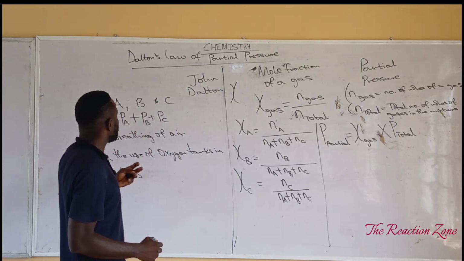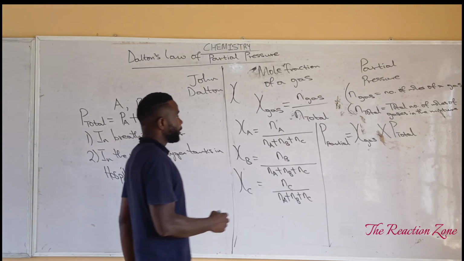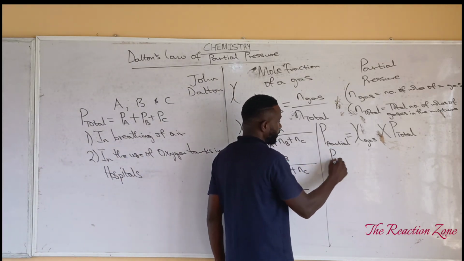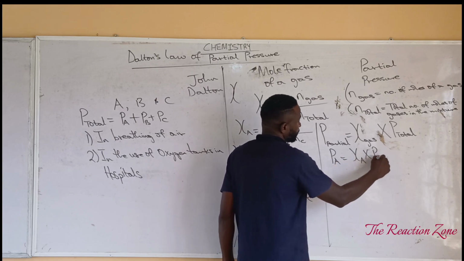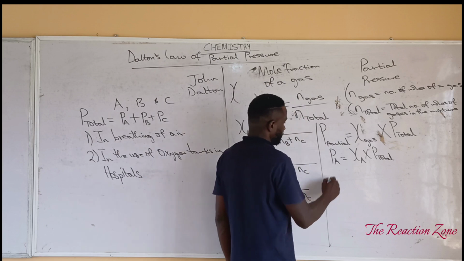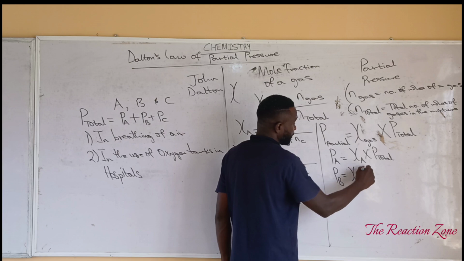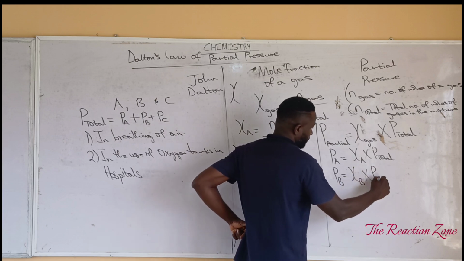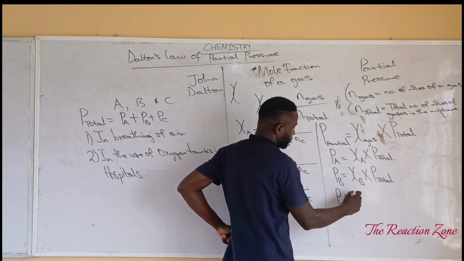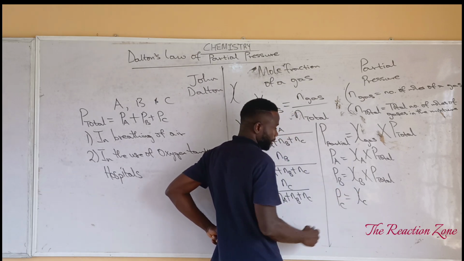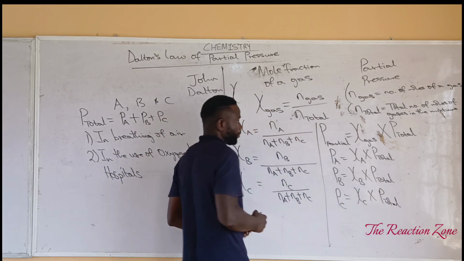Using the analogy of the three gases that we are making use of so far, it means that the partial pressure of gas A is going to be equal to the mole fraction of gas A times the total pressure of gases in the mixture. The partial pressure of gas B is going to be equal to the mole fraction of gas B times the total pressure of gases in the mixture. The partial pressure of gas C is going to be equal to the mole fraction of gas C times the total pressure of gases in the mixture.